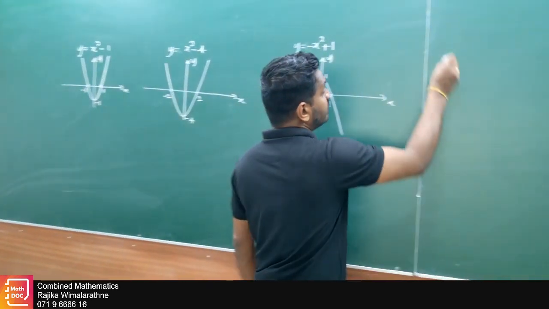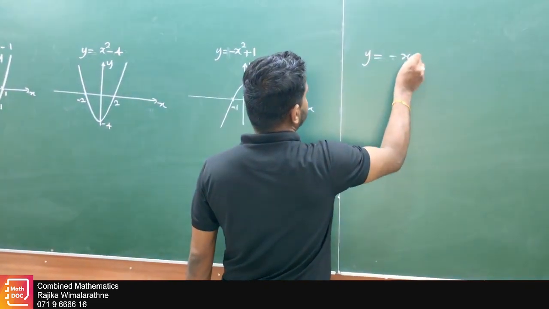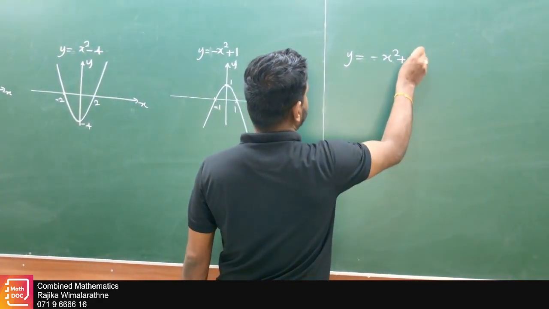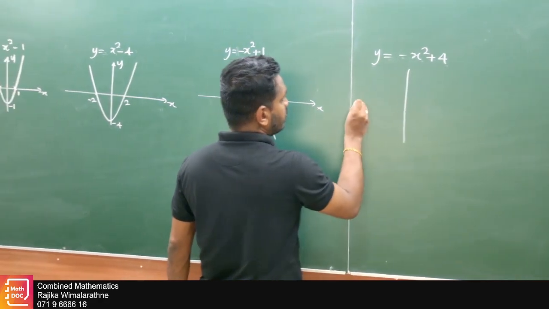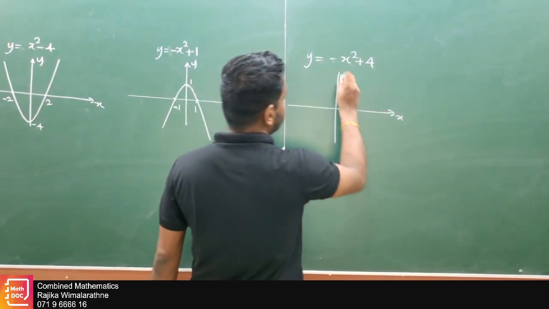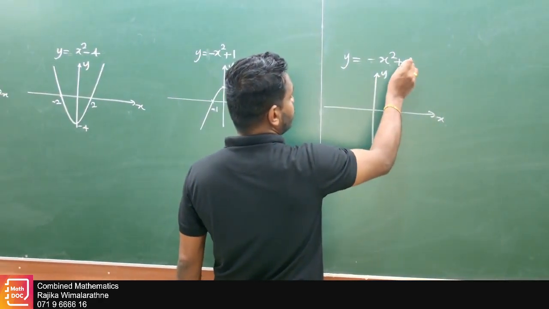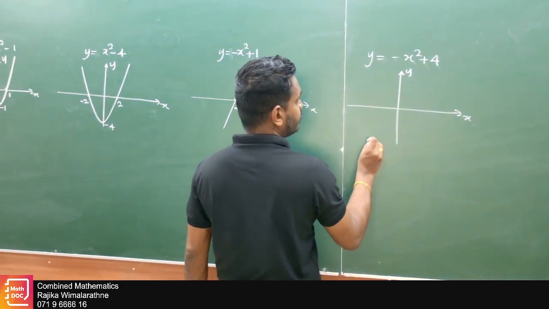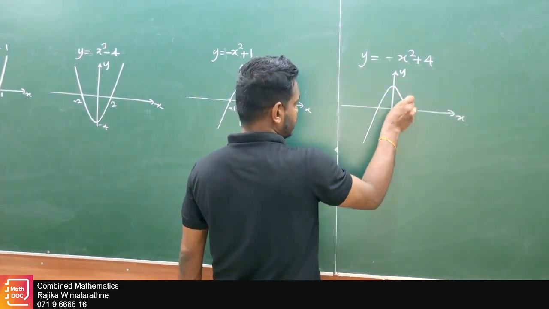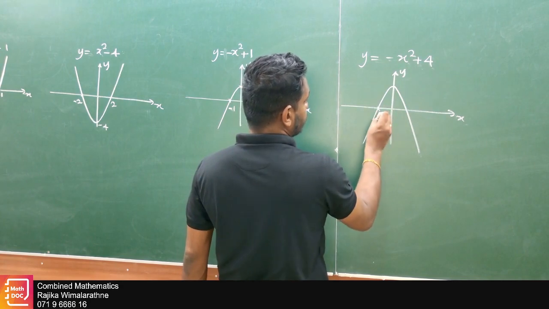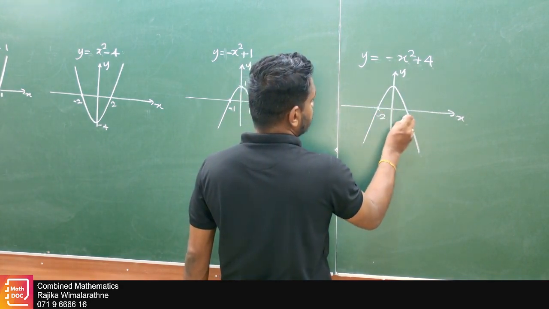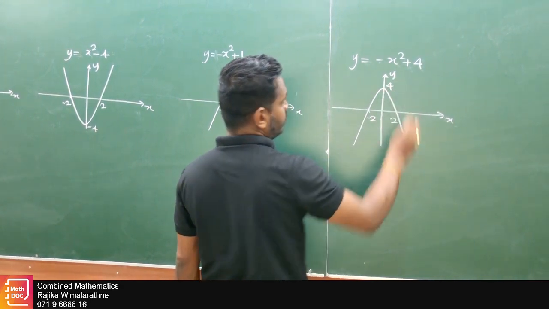Take another one, y equals minus x squared plus 4. Here x-axis, y-axis, here there are two factors, x minus 2, x plus 2. Now the graph goes like this. Here minus 2, here plus 2, here this will be 4.